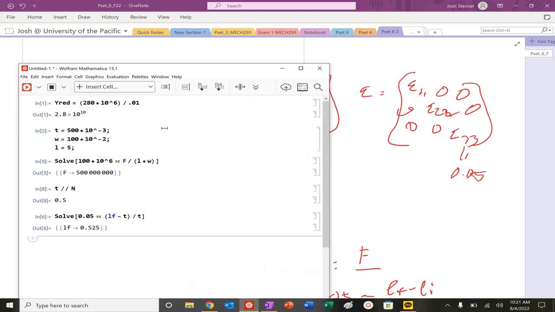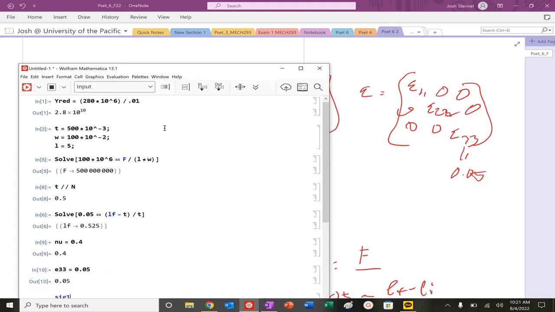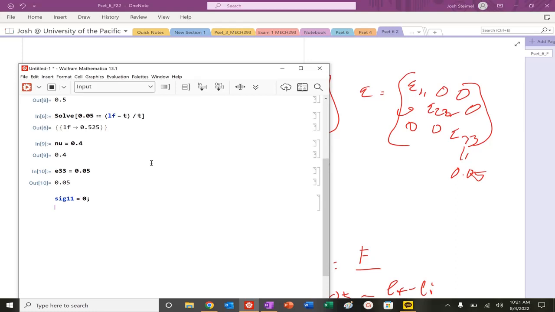Well, we're actually really over-constrained here. I'm going to say nu is equal to 0.4. My E33 is equal to 0.05. Sig 1-1 is equal to 0, sig 2-2 is equal to 0, and sig 3-3 is set equal to 100 times 10 to the 6. So I'm going to do my old friend, E11 is equal to 1 over Young's modulus times (sig 11 minus nu times (sig 22 plus sig 33)). And I'm going to do this over and over again.